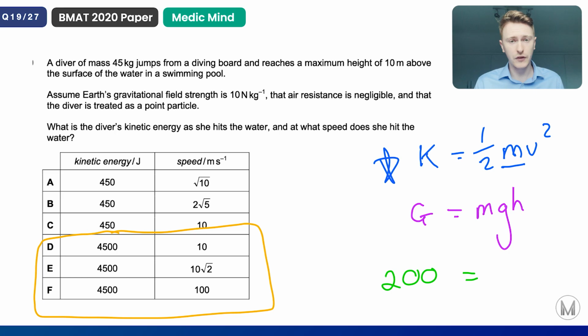And that's equal to velocity squared. Therefore, velocity is equal to the square root of 200. And we can take out the surd of 100 if you like, and this is the same as 10 root 2. So the answer here is E.